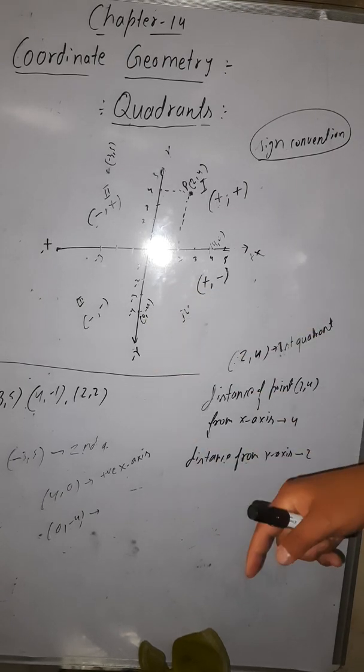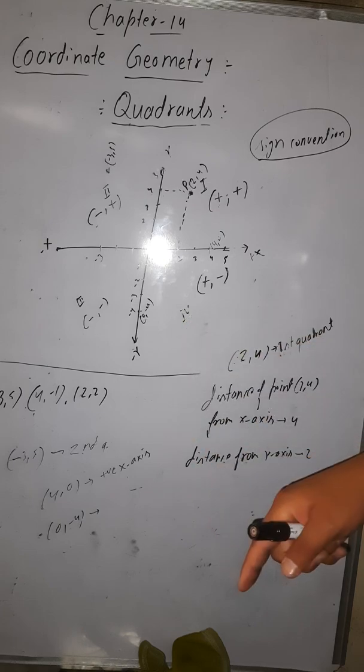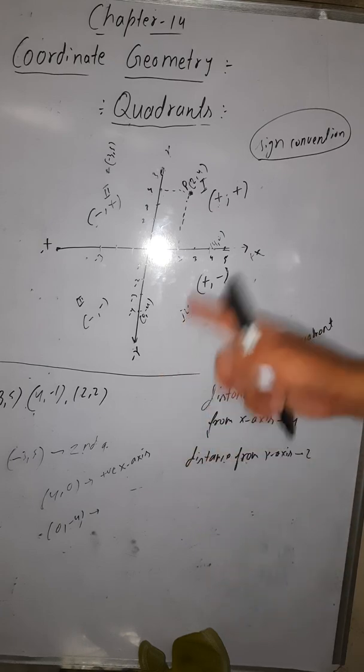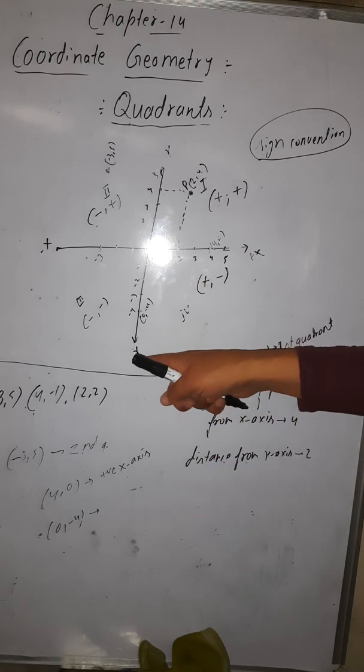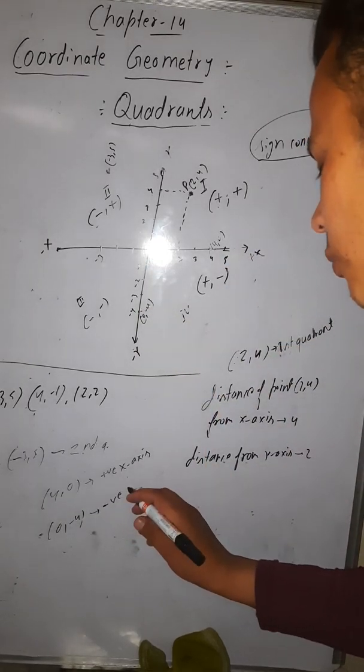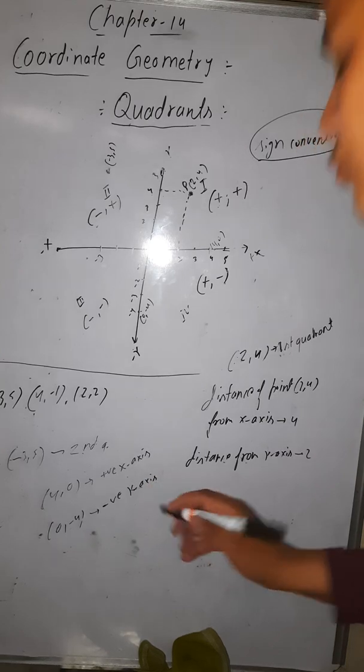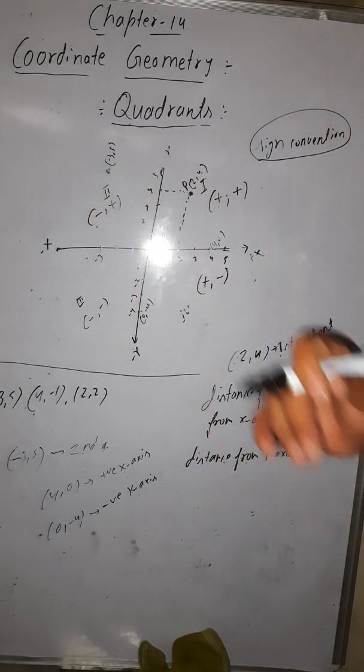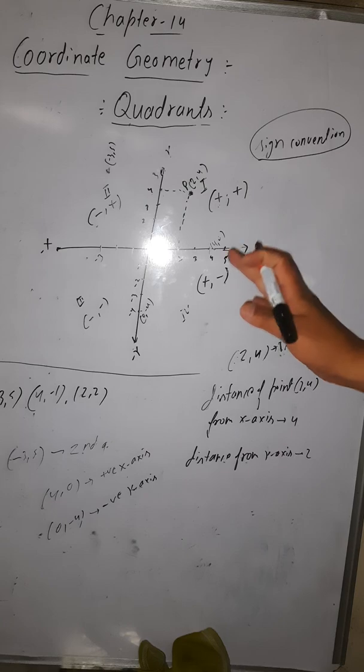So where does it lie? You will not say it lies in the fourth quadrant. You can say it, but you have to tell exactly: it is lying on the negative y-axis. So this is how you will locate the points in the different quadrants. Are you getting this? Very good.